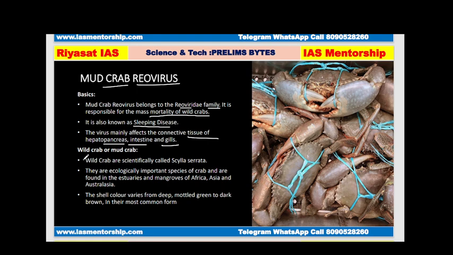Now let us understand what these crabs are. The wild crab, with the scientific name Scylla serrata, is ecologically very important. They are found in estuaries and mangroves of Africa, Asia, and Australasia. The shell color of the crab varies from deep mottled green to dark brown. Here you can see that these crabs are being taken out from the estuary because they have died because of the mud crab reovirus.